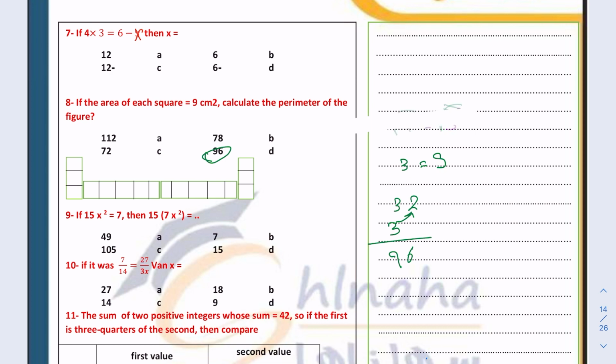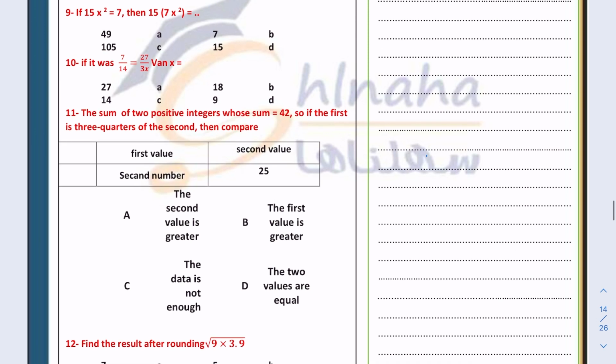Let's take the next question, which is question number 9. He said 15x squared equals 7. Find the value of 15 times 7 x squared. If I try to find the value of x squared, what happens? It would be a difficult question here. So how can I solve this question?